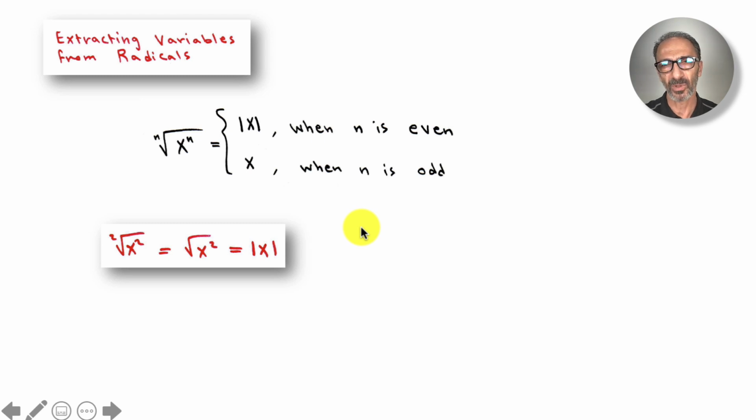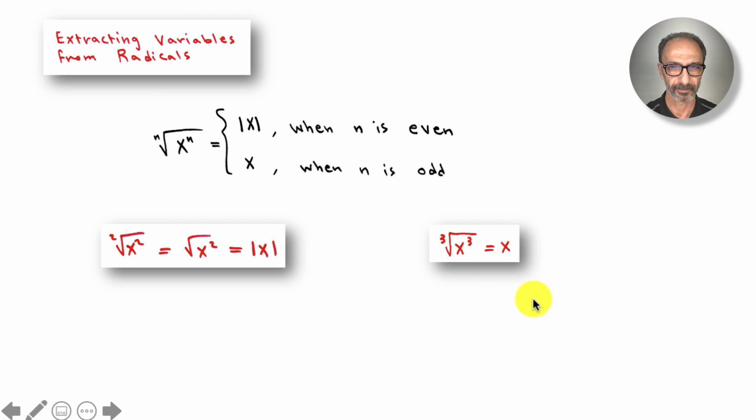So the main ones that we're going to be using are the second root and the third root. For the second root, if you have the second root of x to the second, in short we write it as square root of x to the second, and that will be absolute value because n is even, n is 2. If n is 3, we have the cubic root of x to the third, as it shows right here, 3 inside and 3 outside. That's x by itself.